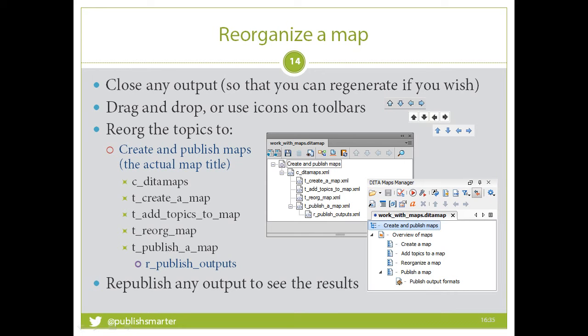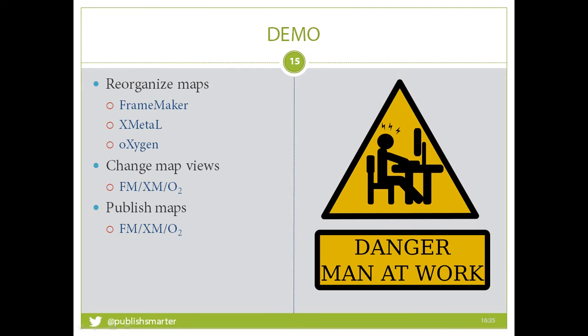As you reorganize information, it's nice to be able to republish it so that you can see what the results are. Again, I'll show you some demonstrations in a moment. Let's take a few minutes to move into the next portion of the demo where I'm going to reorganize maps inside FrameMaker, XMetaL, and Oxygen, and I'm going to change the map view in FrameMaker, XMetaL, and Oxygen, and then publish using FrameMaker, XMetaL, and Oxygen so that you get a chance to see a little bit of each of these.